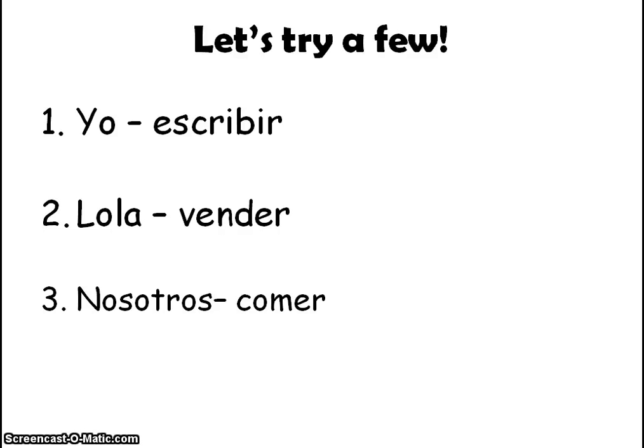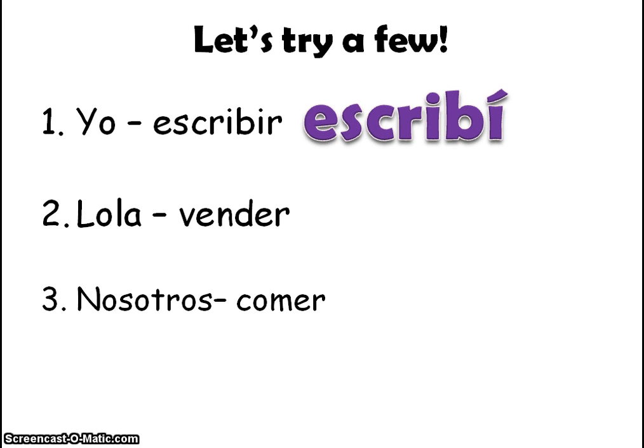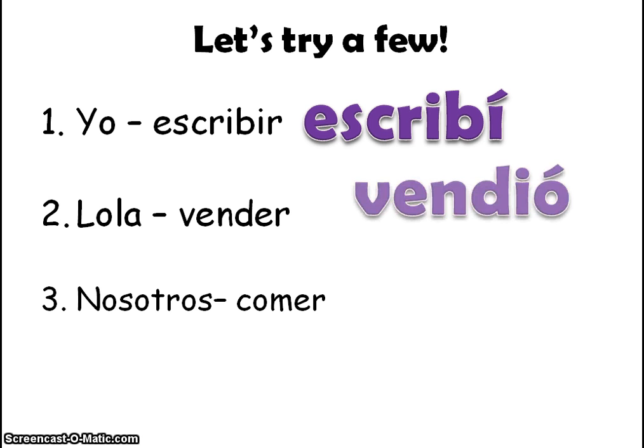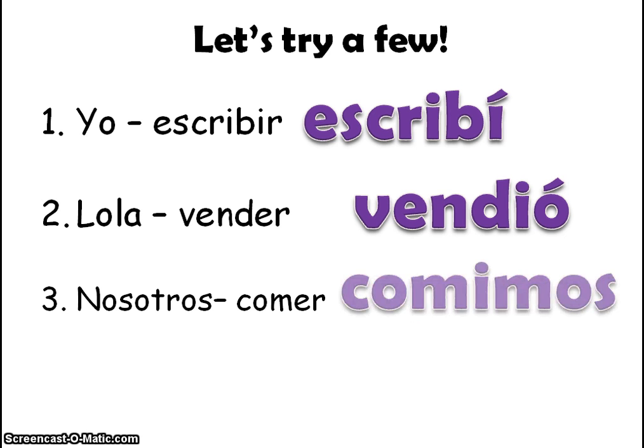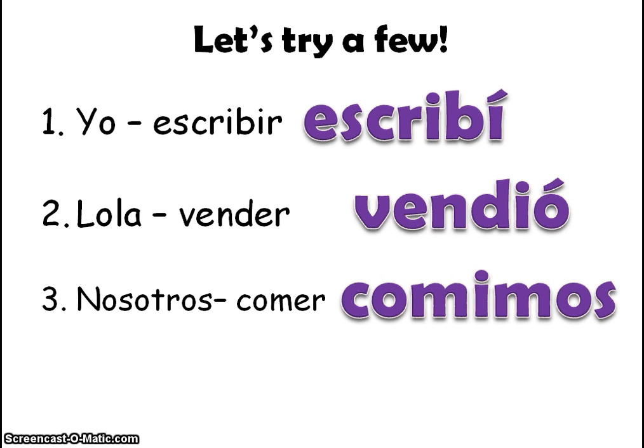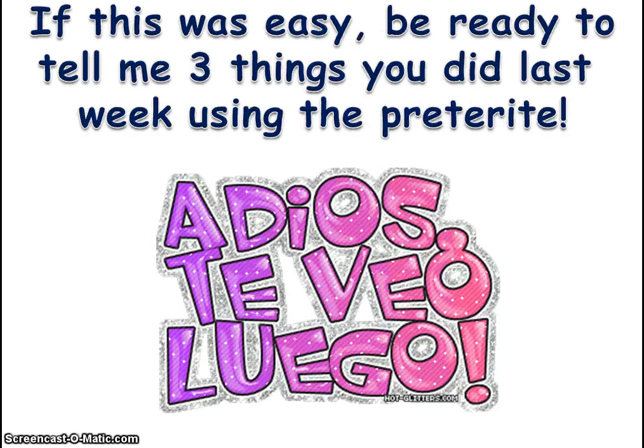Número 1, la forma yo de escribir es escribí. Número 2, la forma Lola de vender es vendió. Y número 3, la forma nosotros de comer es comimos. If you have any problems, go back and watch the explanation one more time.